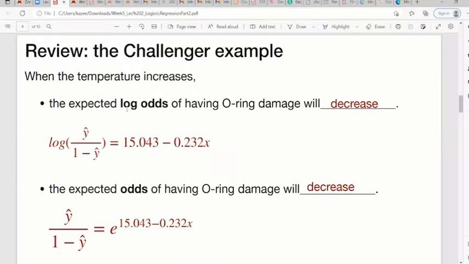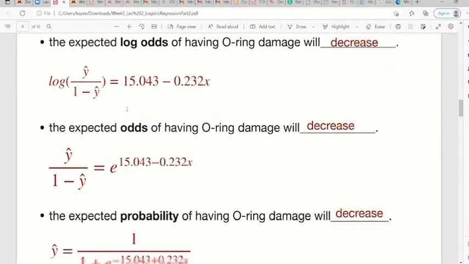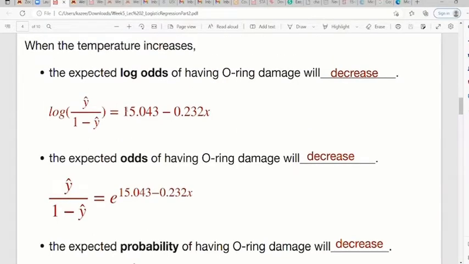I may also want to know what is going to be the behavior of the expected odds. I may also want to know the behavior of the probability. I'm going to tell you they're all going to move in the same direction. I said decrease here because of the negative on the beta 1. So the expected log odds of having O-ring damage will decrease.